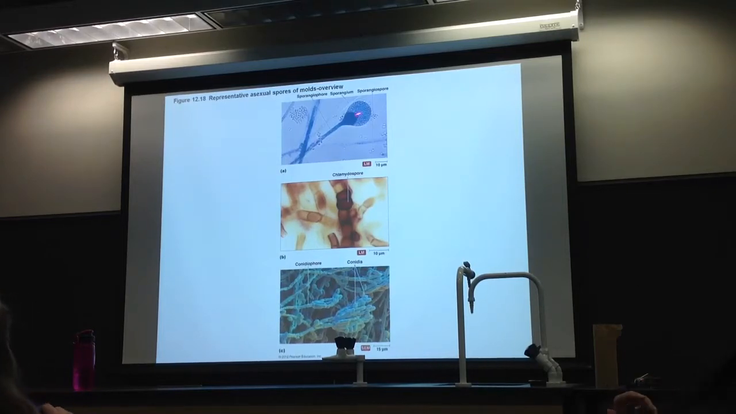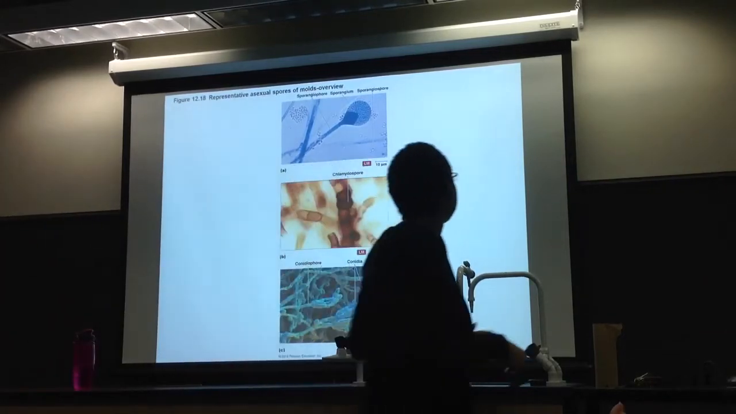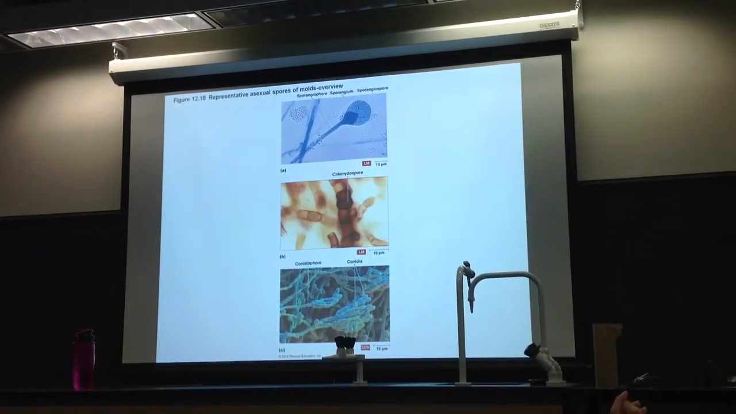I liken these guys to little lollipops, right? If you can remember that sporangiophores look like lollipops, you're in good shape. You've got the little stick and the candy on top. The top part, where the candy would be, is called the sporangium. That is actually the spore-forming structure, make sense?